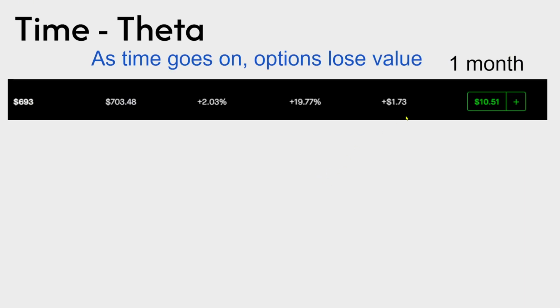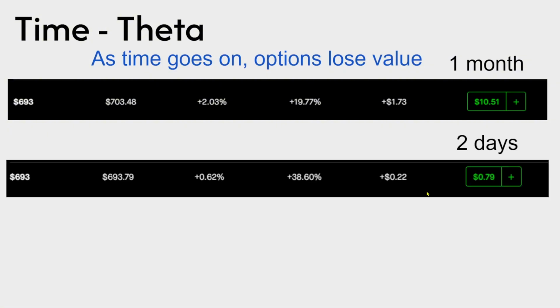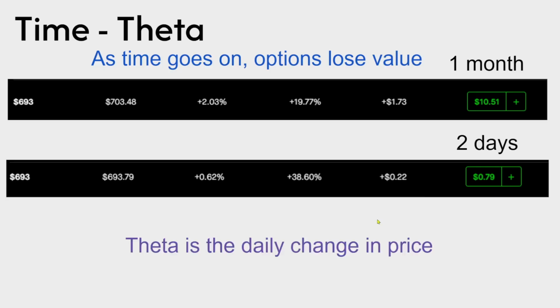Okay, here's that 1 month again. Strike price $693. The option is $10.51. Then with 2 days left, it's only worth 79 cents. Theta is what's causing this. And for every day that goes by, the option will decrease in price based on theta. So that's what theta is tracking.